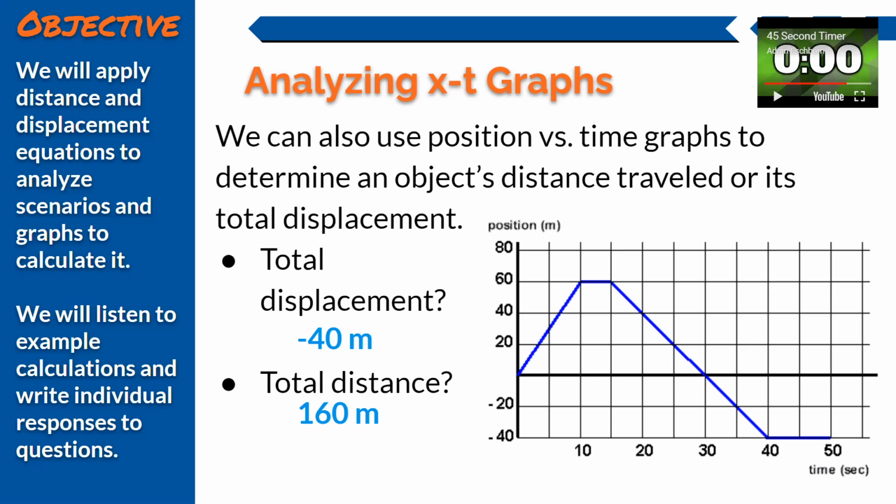Okay, so it's obviously quite a bit faster to find your total displacement than it is your total distance, especially if you have a complicated graph with a lot of back and forth. But you can find both of them by looking at these graphs.